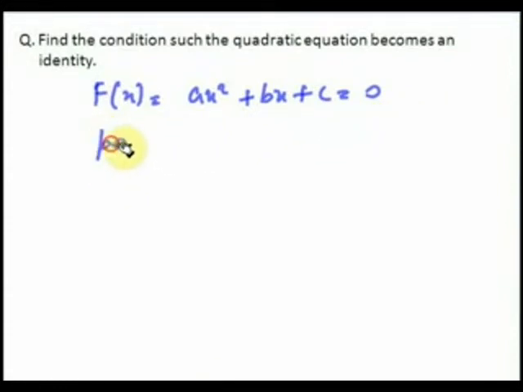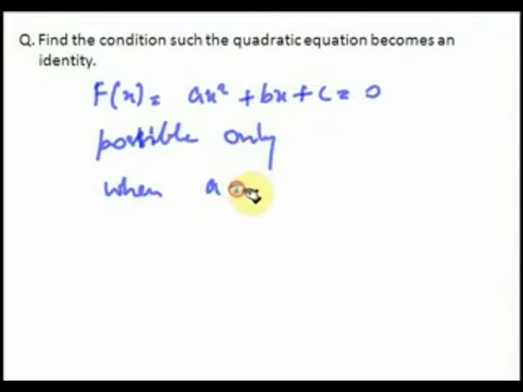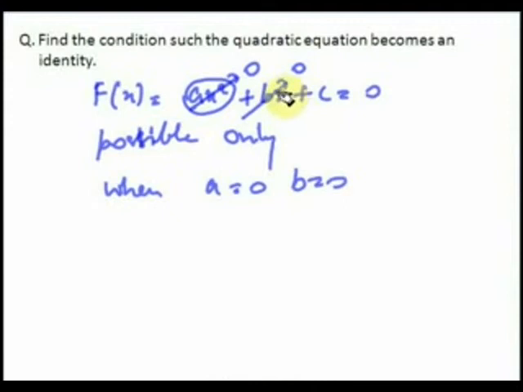This is possible only when a is equal to 0. If a is equal to 0, we can substitute any value of x, but this whole term will always be equal to 0. If b is equal to 0, this whole term will always be 0, whatsoever may be the value of x. And if c is equal to 0, this term will also be 0. So we'll get the solution for any value of x.